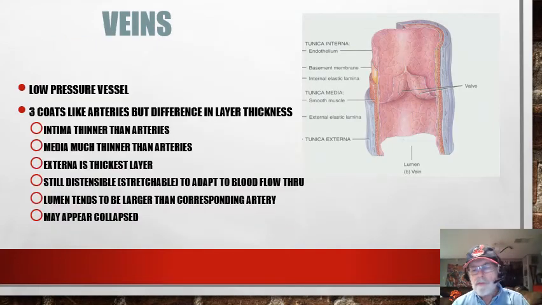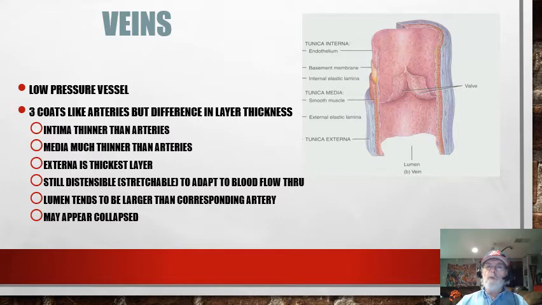Now, veins. Veins are interesting because they are low pressure vessels. They're very saggy, okay? Basically, they develop the three coats like we saw in arteries, but the intima is thinner than in arteries. They have a very thin intima, the innermost layer. The media is much thinner than in arteries, okay? And I'll explain why that's important. And the externa is probably the thickest, but sort of webby, okay? It's not all that tremendously tough and resilient, okay?